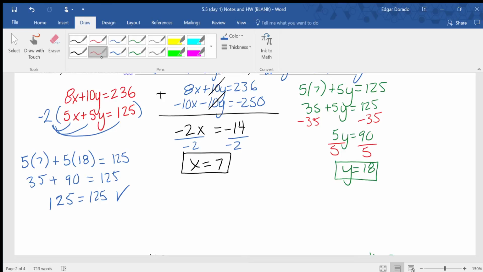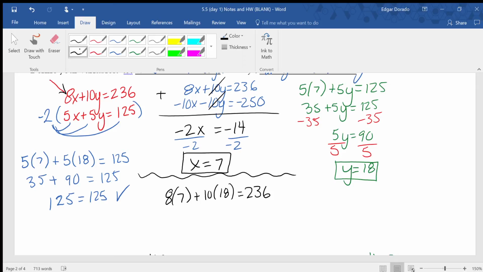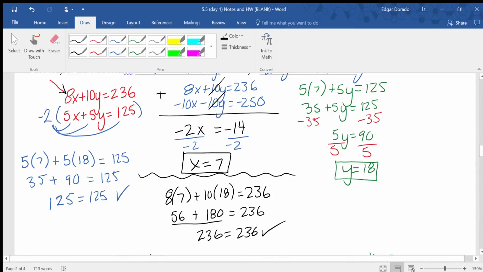Again, just for the sake of checking, now I'm going to check this other one. So that would be 8 times x, which was 7, plus 10 times 18, which is my y. And I should get 236. Let's see. 8 times 7 is 56. 10 times 18 is 180. And what is 56 plus 180? Well, that is 236. So look at that. They both worked. As soon as you know that both work, then you definitely have the correct answer.